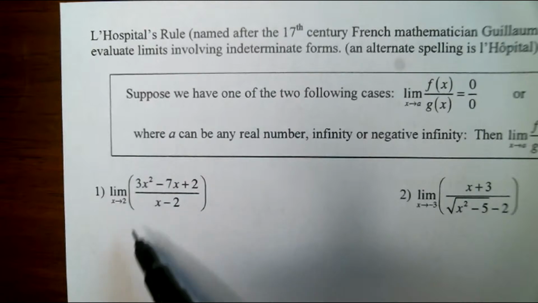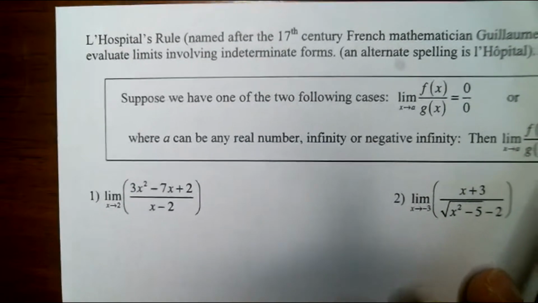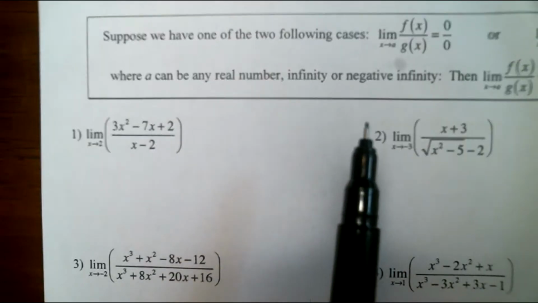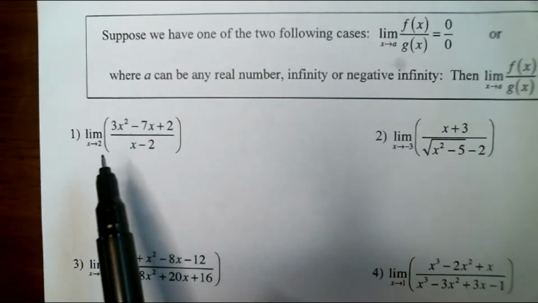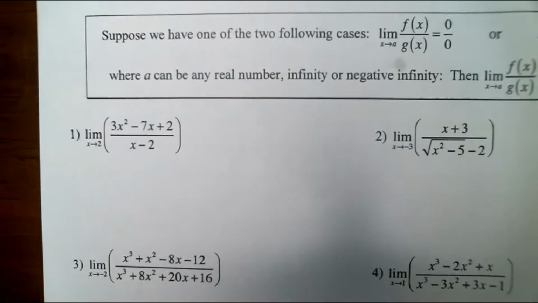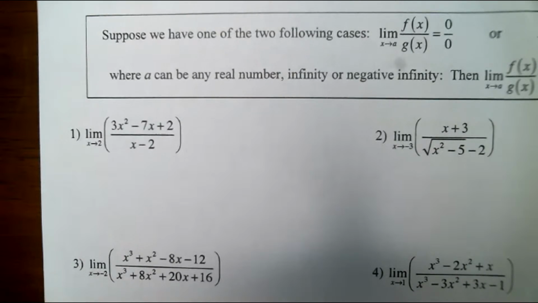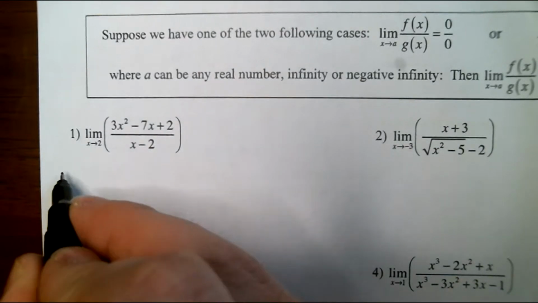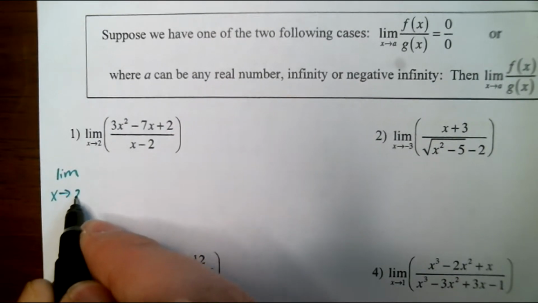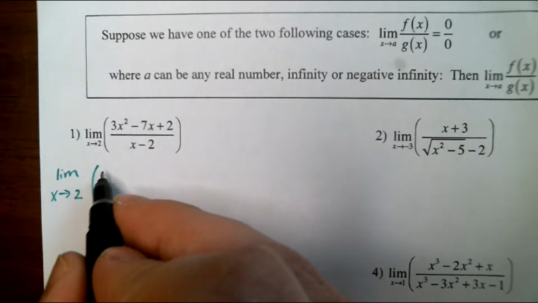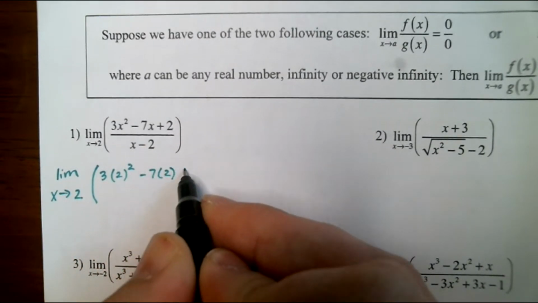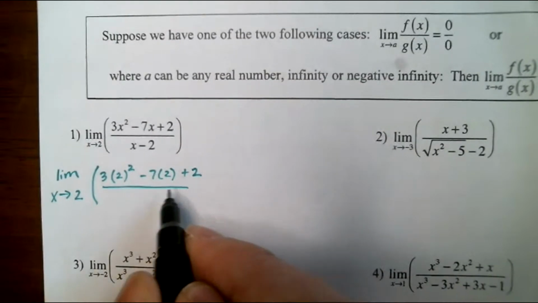However, this will help clean that up. So you still follow your methods of evaluating limits: plug it in, factor, cancel, approach on the left, approach on the right. But if you're having an issue, you can obviously just use L'Hospital's rule now. So let's jump into this. If I plug in the limit of x going to 2 for this, I'm going to get 3 times 2 squared minus 7 times 2 plus 2, all over 2 minus 2.